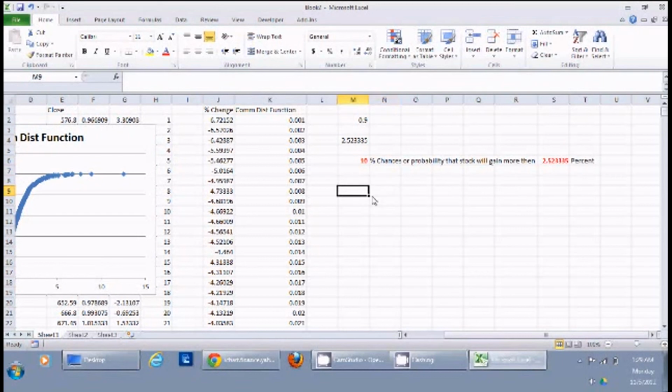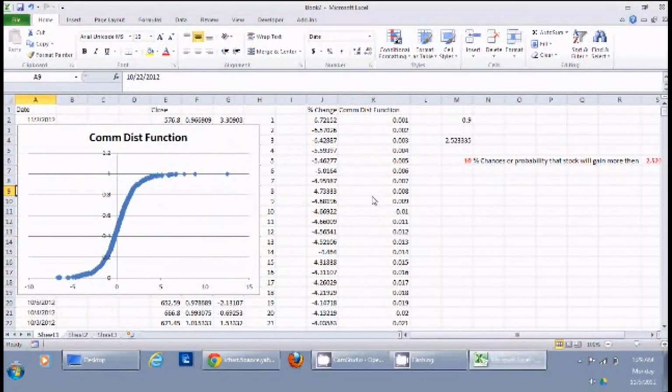So this can be a handy way to calculate the probability of the stock gaining a particular percentage in a coming day.